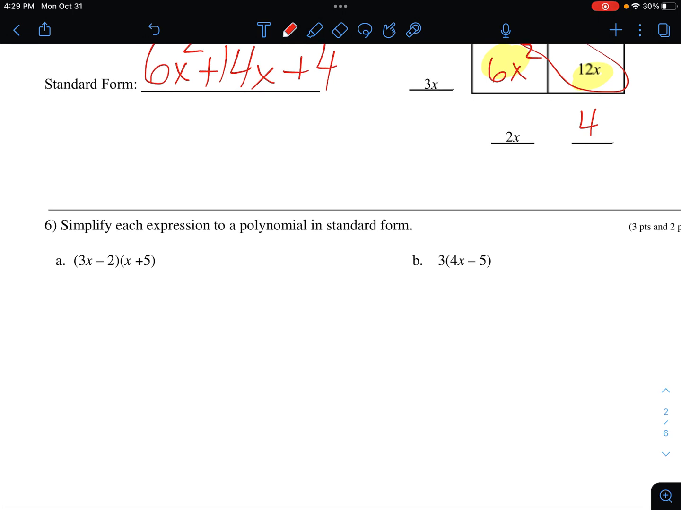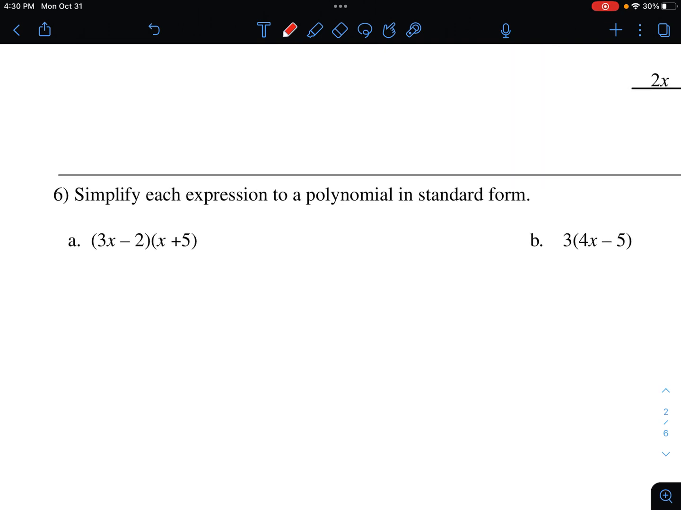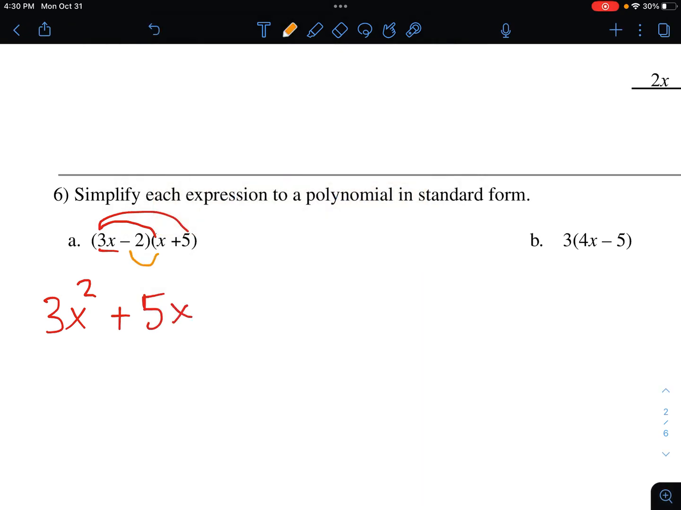All right, continuing on, because I used box up here, down here I'm going to use distributive property. I'm going to draw my arrows. All right, so first thing I'm going to do is I'm going to start with this 3x. I'm going to distribute that to the x. So it gives me 3x squared. I'm going to take the 3x, I'm going to distribute it to the 5. That's going to give me positive 5x. Then I'm going to do negative 2 times x, which is going to give me negative 2x. I'm going to do negative 2 times 5, which is going to give me a negative 10.